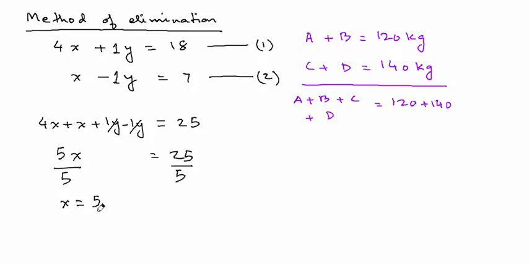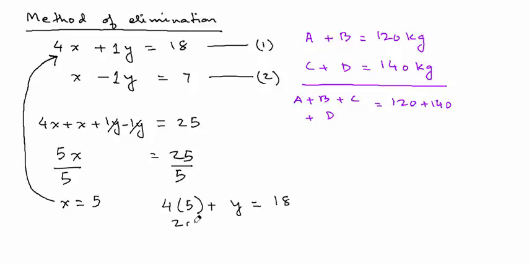Now, once you get the value of one of the variables, it's pretty easy to find the other one. Just plug in this value of x that you have found into one of the two equations. Let's say I'm going to use the first equation. So we have 4 times x, which we know by now is 5, plus 1y or y is equal to 18. So 20 plus y is equal to 18. Subtract 20 from both sides, you get y is equal to negative 2. Therefore, the actual solutions to the two equations above is x is equal to 5 and y is equal to negative 2.